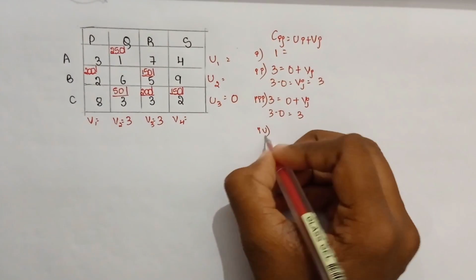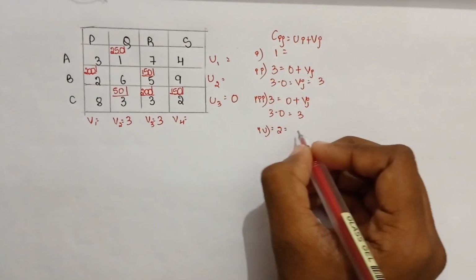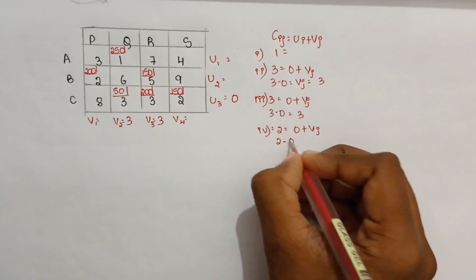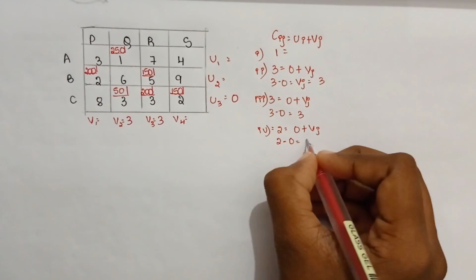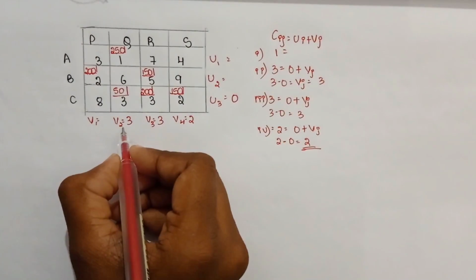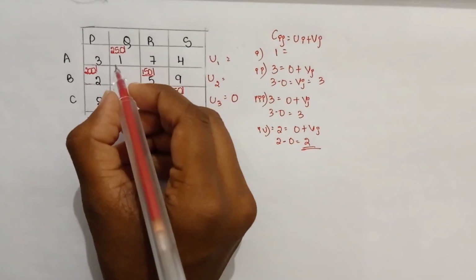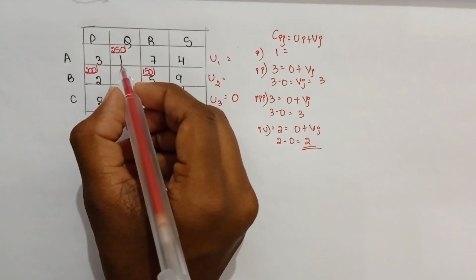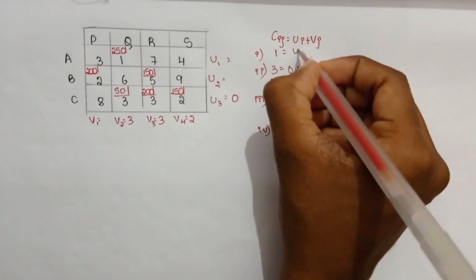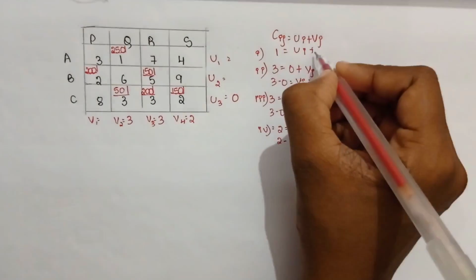The next occupied cell is 2. The u value is 0, plus I don't know the vj value. So when I transfer this plus 0, it becomes minus 0, so the answer will be 2. So the v4 value is 2. Now I know the v2 value, which will be helpful to identify this one occupied cell. For this one, the u value is not yet known, and the v value for 1 is 3.